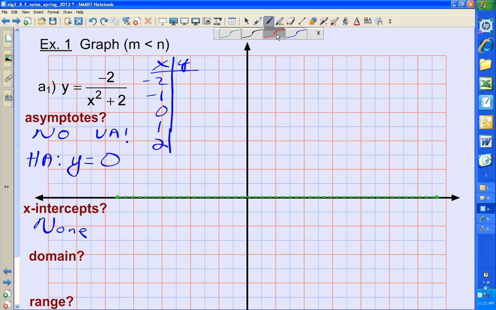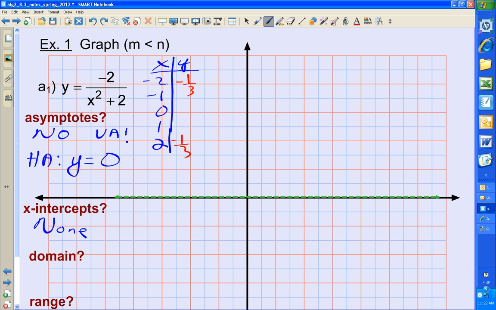When you plug in negative 2, Jennifer, what would you get for your y value? Negative 1 over 3. Now, Jennifer, what would happen if I plugged in positive 2? You'd get exactly the same thing, negative 1/3, because when you square both negative 2 and positive 2, you get the same thing.